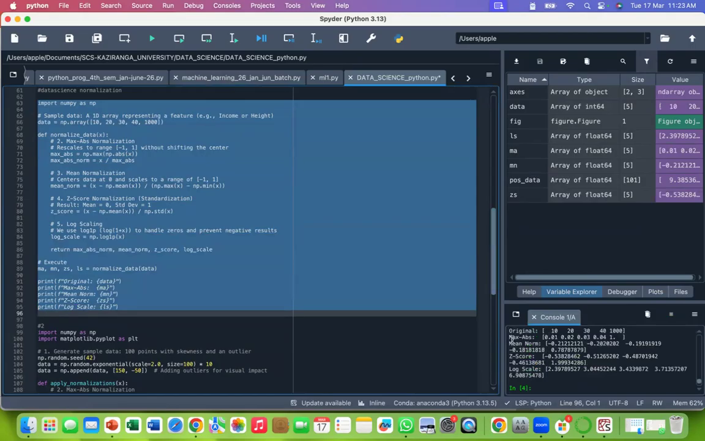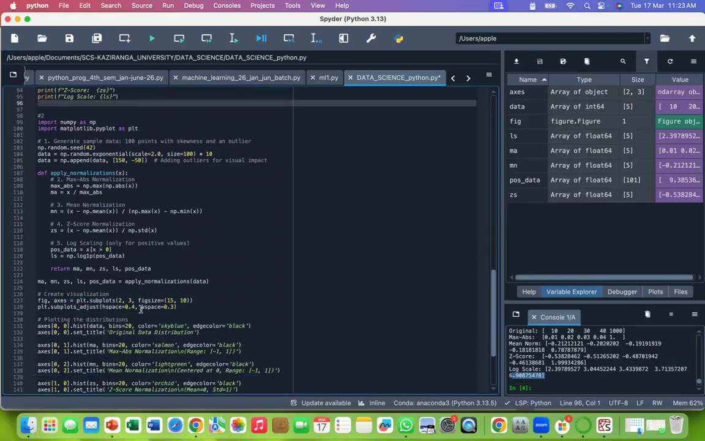You can see the values here. Max abs, this one. Mean norm, this one. Values are coming in between 1 and -1. Z-score, this one. And log scale, this one.